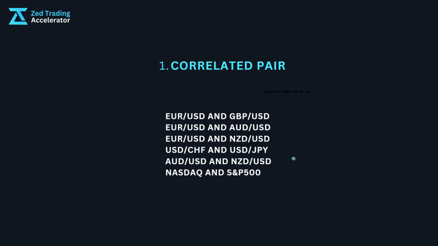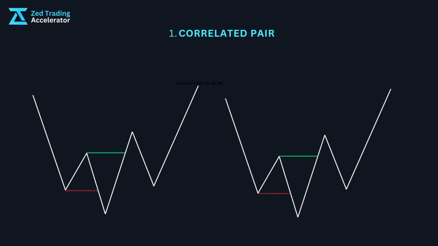Alright? These are not all the correlated pairs in the financial markets. These are just some of the correlated pairs. If you want to see the full list, you can search it up on the internet. Alright, so this is what correlated pairs mean.